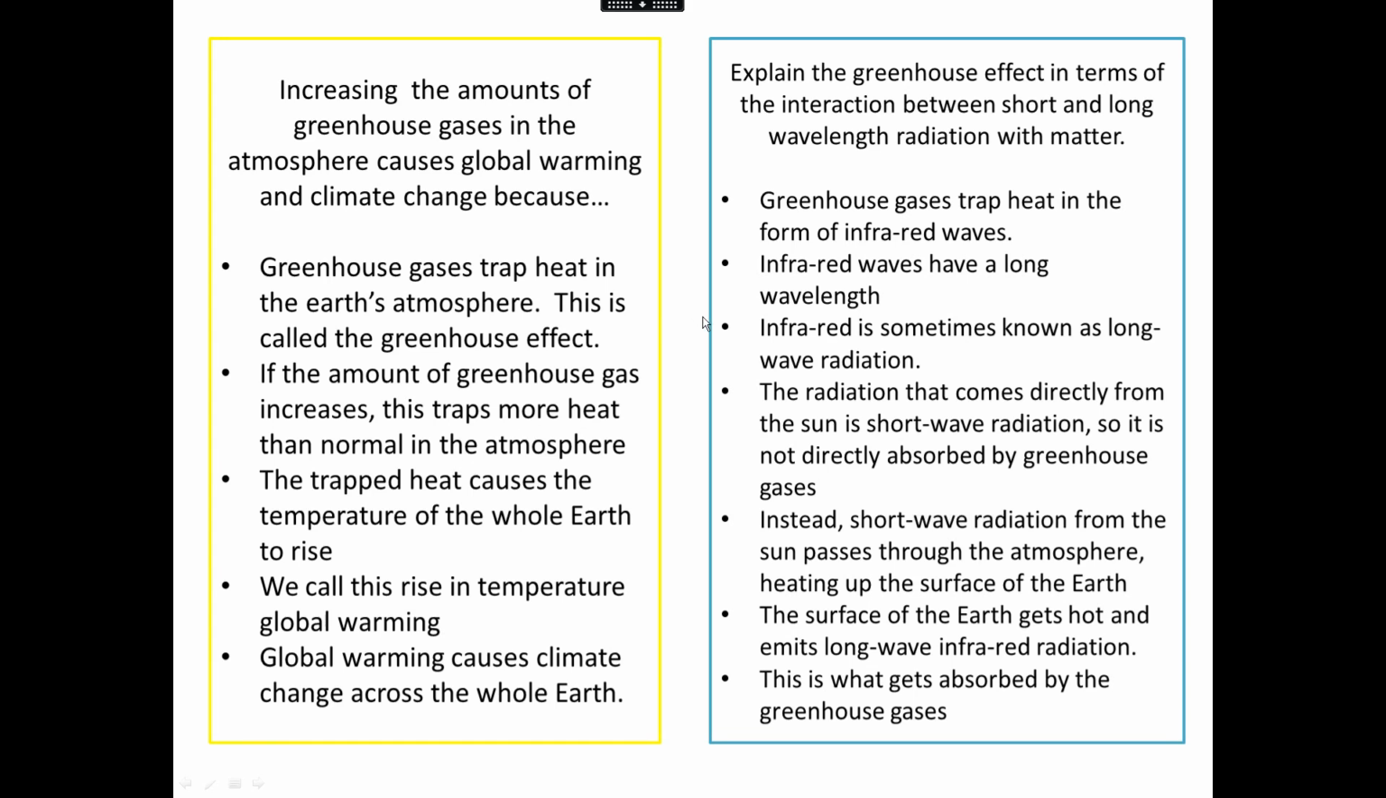Then, trying to combine in ideas about long wavelengths and short wavelengths. Greenhouse gases trap heat in the form of infrared waves. Okay, but the radiation that comes directly from the sun is shortwave, so it is not absorbed by greenhouse gases. Shortwave radiation from the sun passes through the atmosphere, heating up the surface of the Earth. The surface of the Earth gets hot and emits infrared radiation, which has longer wavelength. That is what gets absorbed by the greenhouse gases, the long wave infrared radiation, which is emitted by the Earth's surface.